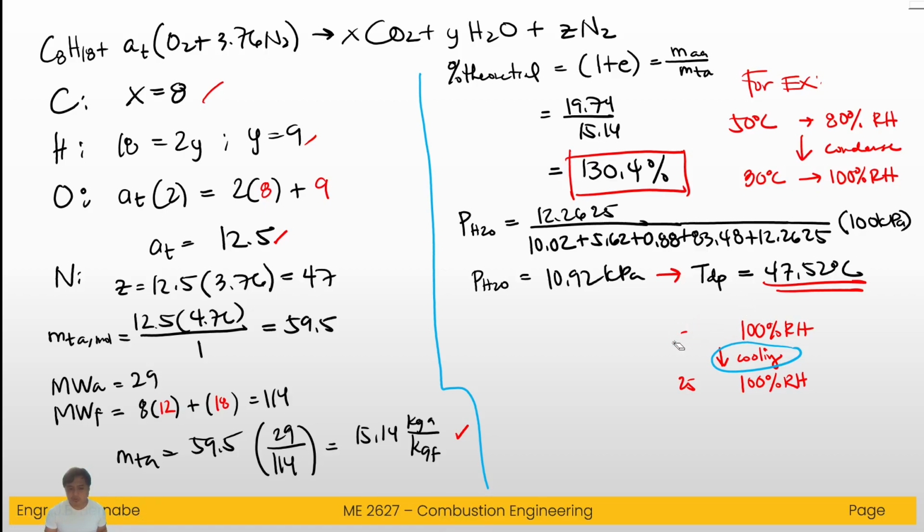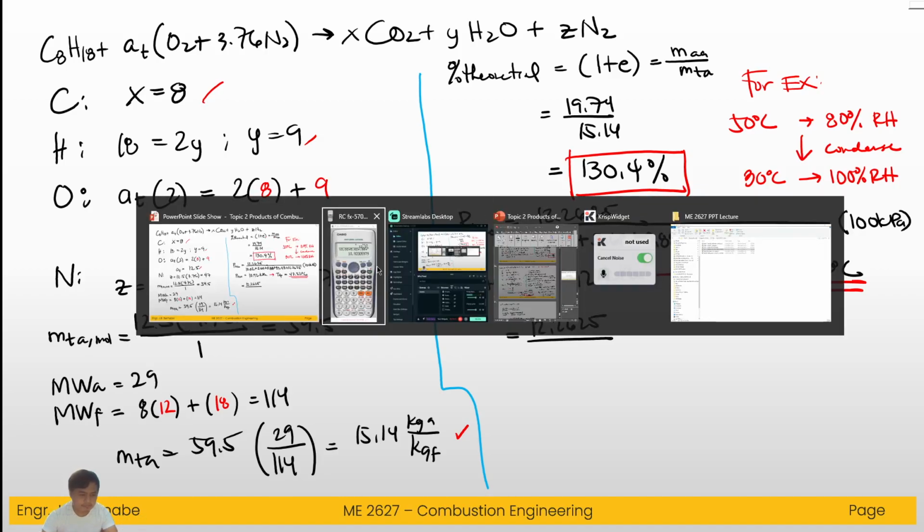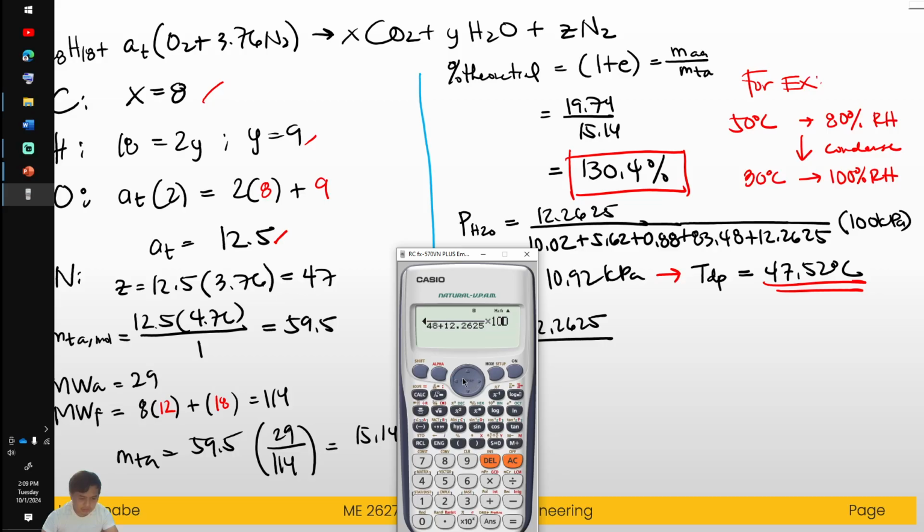So what we should do here is form an equation that relates how much is reduced, no? Okay, so we can imagine that you have this, 12.2625. I'll just write here the total.